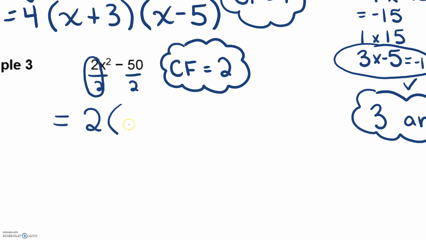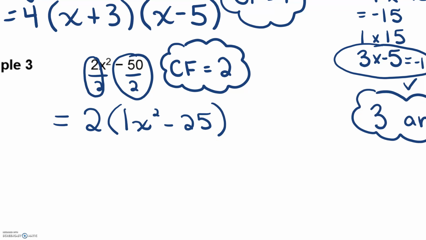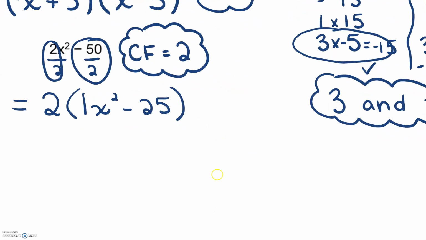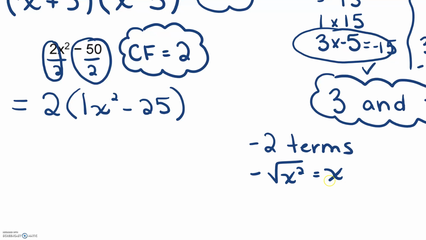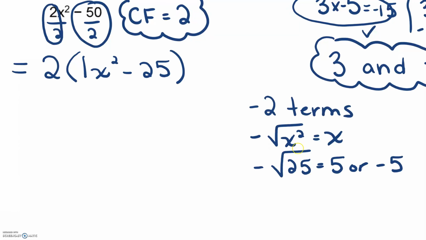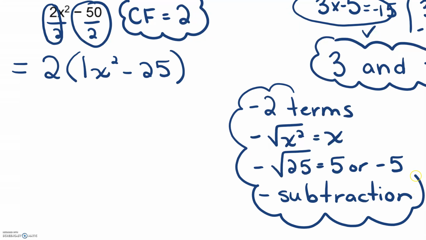2 divided by 2 is 1, and then you have an x squared left over. And then negative 50 divided by 2 is negative 25. If you remember from yesterday, in this case, there are 2 terms. You can do the square root of x squared, which is x. You can do the square root of 25, which is 5 or negative 5. And there's a subtraction. So when you see these conditions, it means it's a difference of squares.